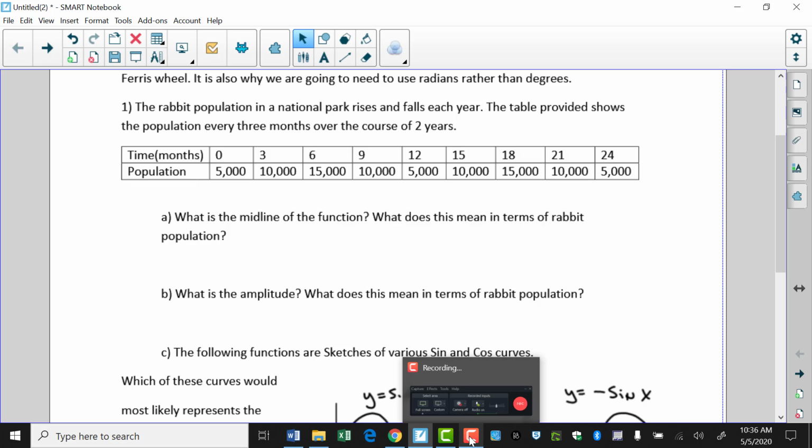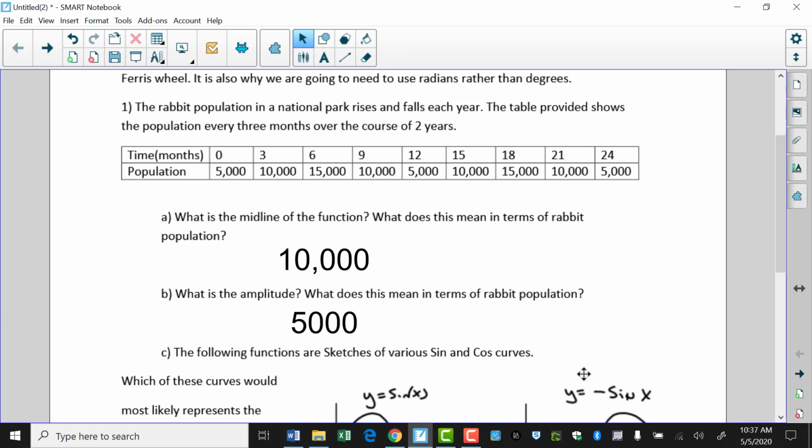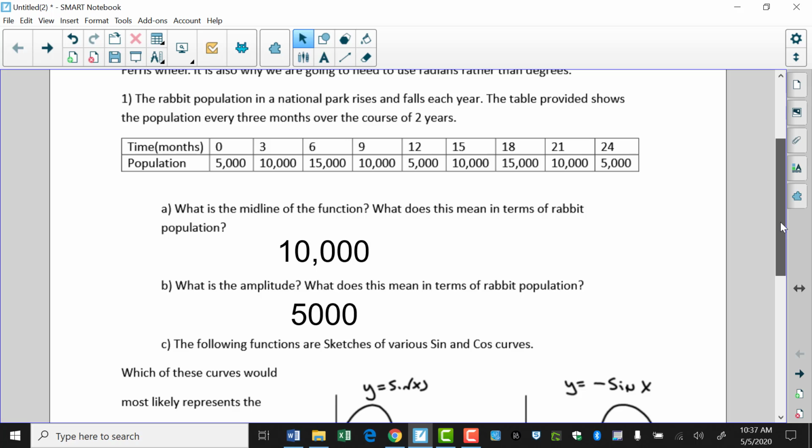So if you look at this, what I would suggest doing is take a moment, pause the video. I'm going to pause the video before I put this up there, but see if you can figure out from this what you think the midline and amplitude of that function would be. So take a minute, pause the video, see if you can figure out what the amplitude and midline of this function are. Hopefully you came up with 10,000 and 5,000. 10,000 is in the middle of the 5,000 and 15,000, and then the amplitude is we are going up and down 5,000 from that middle path of 10,000. So that's the first piece: we always want to identify the midline and the amplitude.